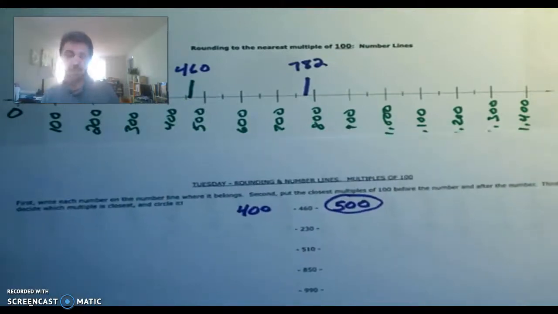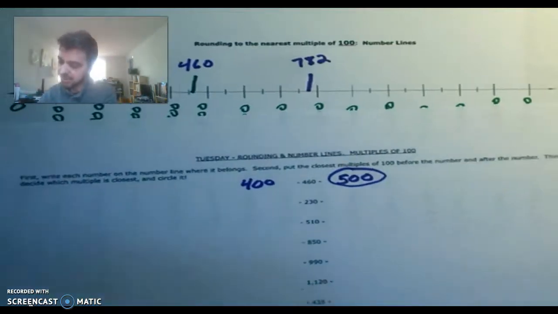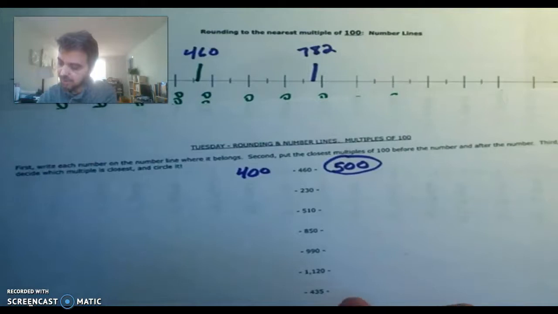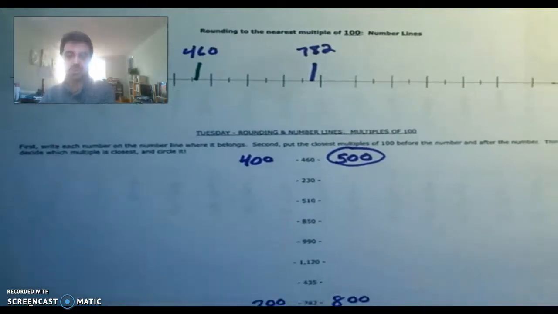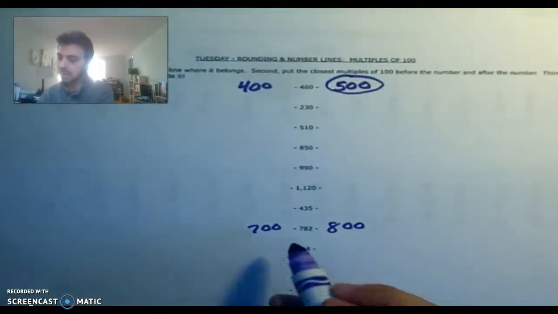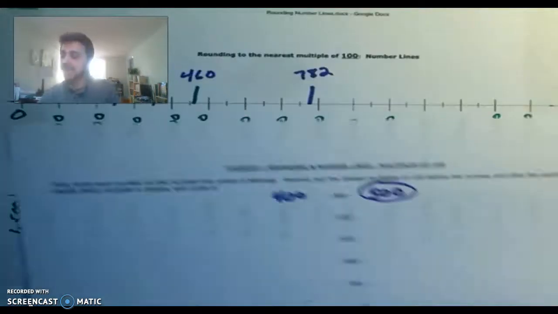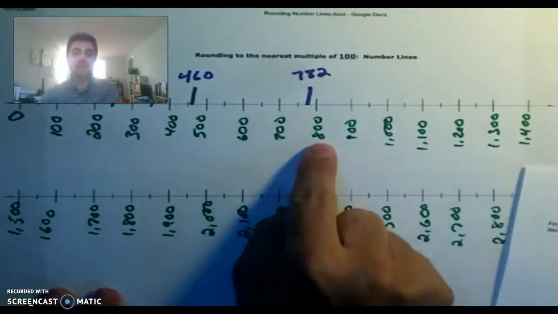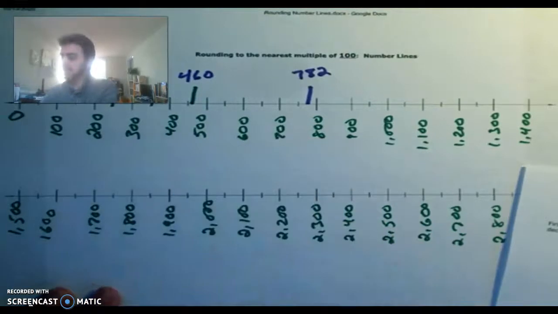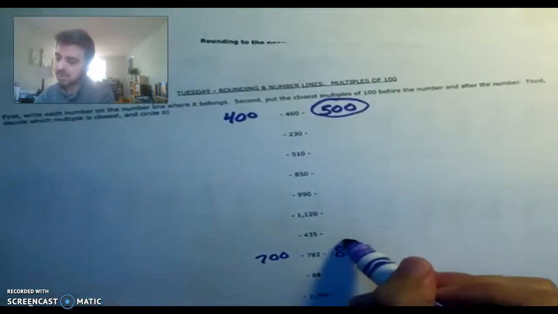First of all, it's between which two multiples? You can see it, right? 700 and 800, the two multiples of 100. Okay, and which one is it closest to? If we're rounding off that number, we're saying, well, 782 is about 800, right? Because it's closer. You can see it on your number line. It's closer to 800 than it is to 700. Okay, so we're going to circle 800.